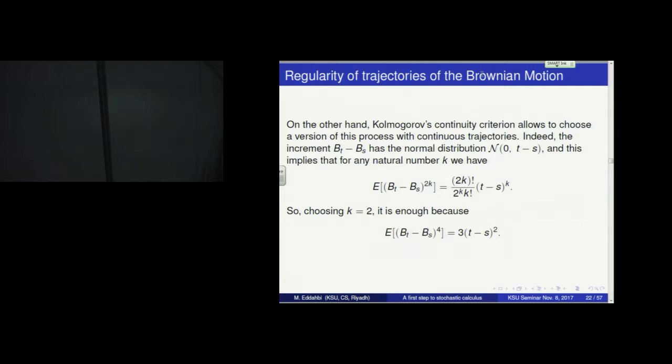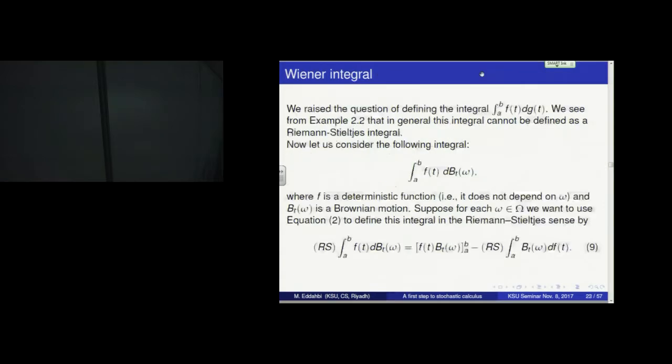So there is no case to have differentiability. And using this property, we can prove that this trajectory, B_t as a function of time, is nowhere differentiable, but it is continuous. It is Hölder continuous. And now, the problem is how to define the integral with respect to this Brownian motion. How to define it.